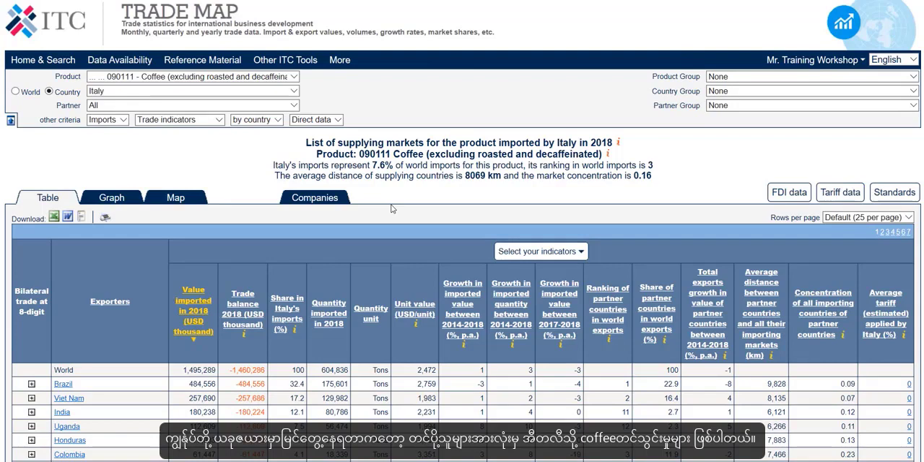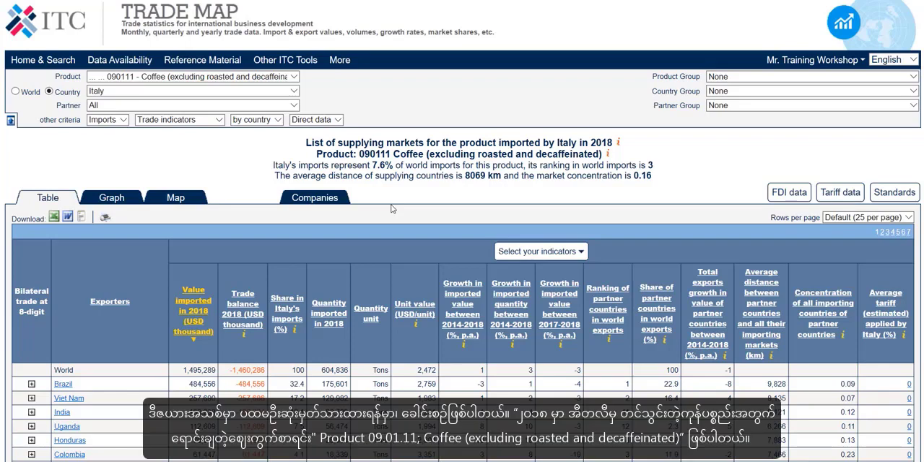The table we are looking at right now is Italy's imports of coffee from all exporters. The first thing to notice in this new table is, again, the title, "List of Supplying Markets for the Product Imported by Italy in 2018. Product 09-0111. Coffee, excluding roasted and decaffeinated."